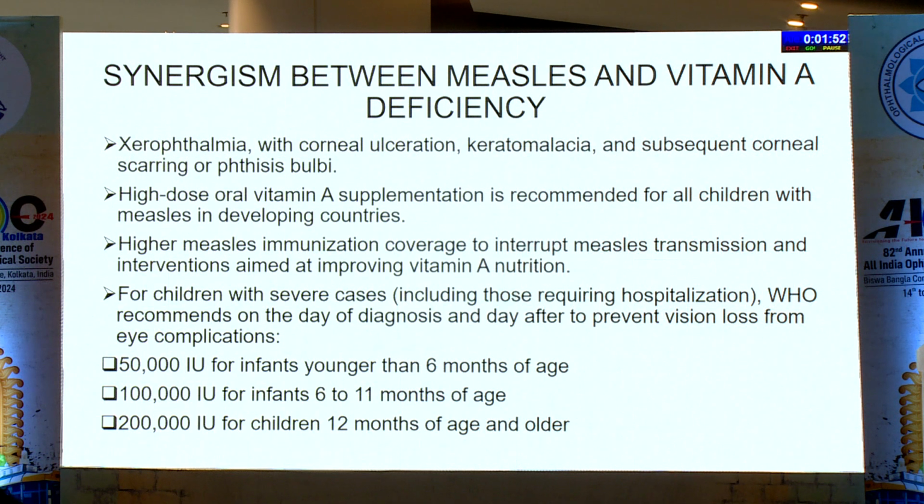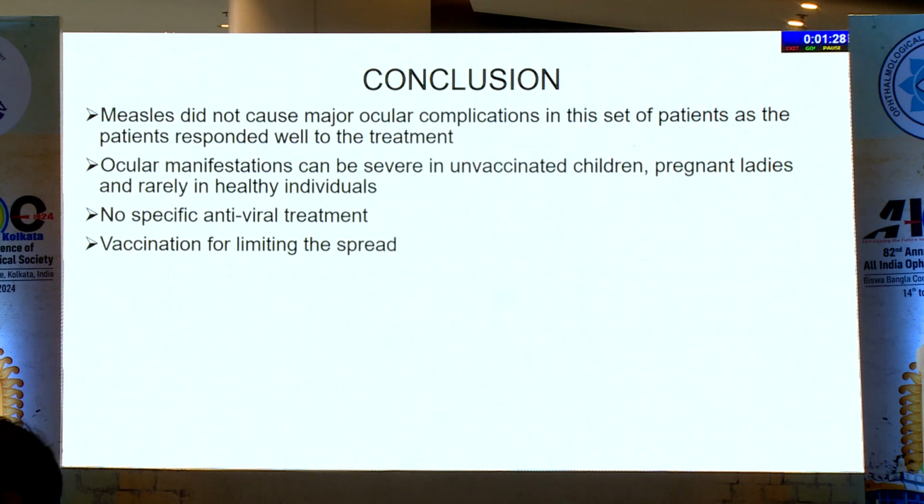Then there is the synergism between measles and vitamin A deficiency, xerophthalmia, which has multiple manifestations starting from corneal ulceration, keratomalacia and subsequent corneal scarring and phthisis. So we recommend high dose oral vitamin A supplementation. In severe cases in children, the WHO recommends about 50,000 international units for infants less than 6 months of age, 1 lakh for up to 11 months, and 2 lakhs for 1 year and older.